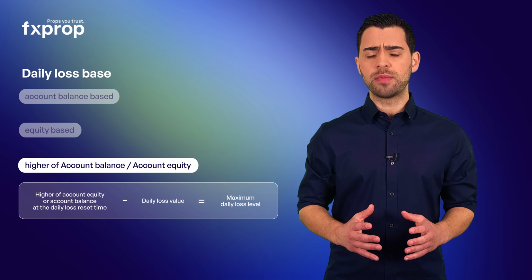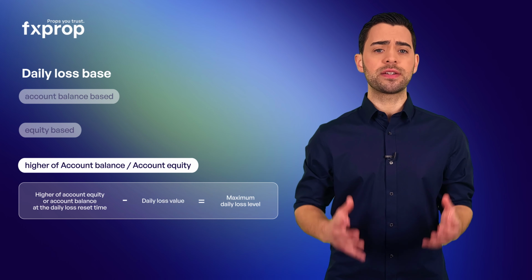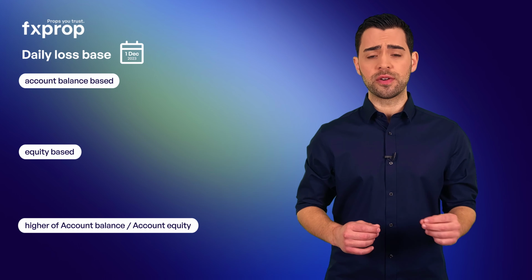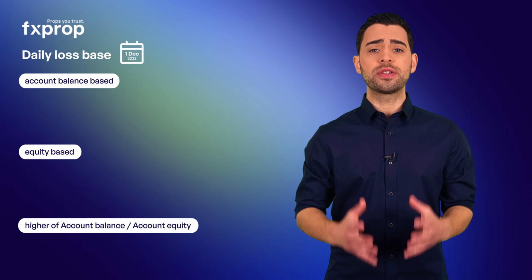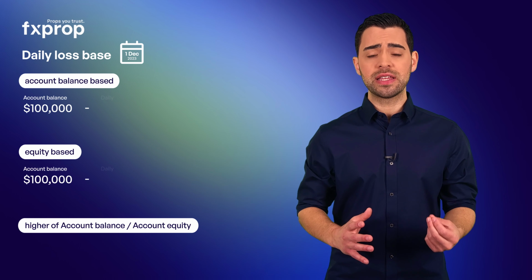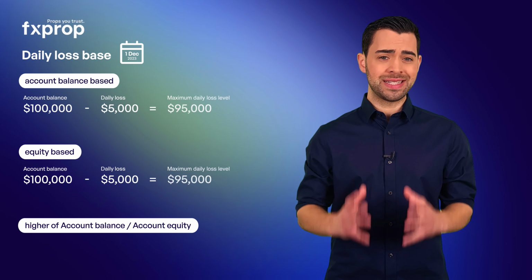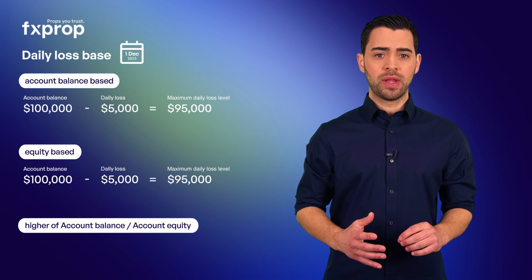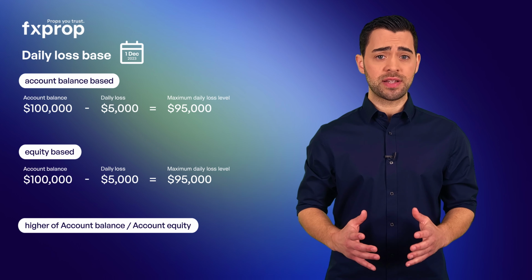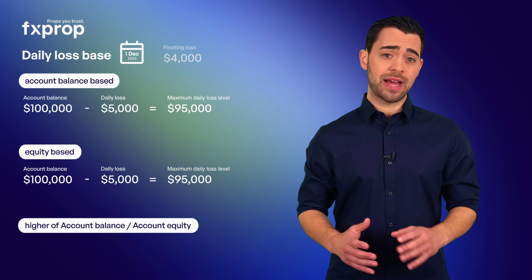Why do we consider this model less favorable? Let's return to the example described in the case of account equity on day reset. If on December 1st, 2023, we start the challenge with an account of $100,000, our daily loss value is $5,000, making our maximum daily loss level for the day 95,000. Trading on that day does not go our way, and at the daily loss reset time, we have a floating loss of minus 4%, or $4,000.